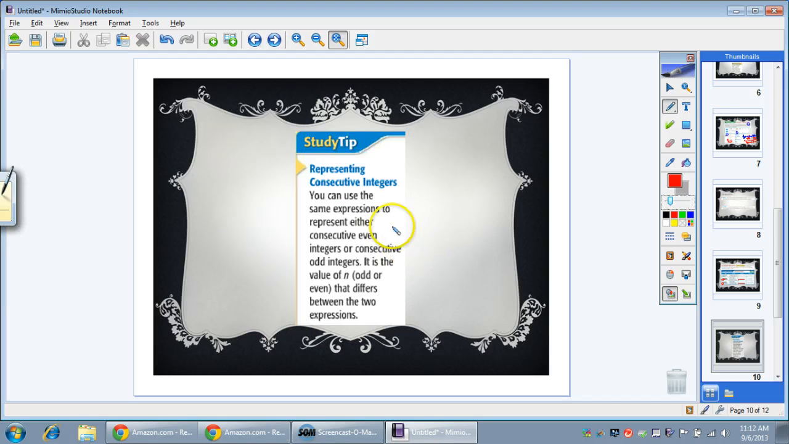Okay, so a quick study tip, representing consecutive integers. You can use the same expression to represent either consecutive even integers or consecutive odd integers. That's exactly what we just talked about in the previous slide. It is the value of n, odd or even, that differs between the two expressions.